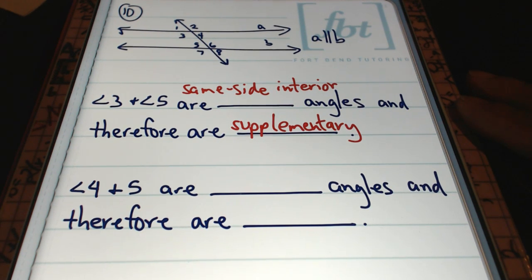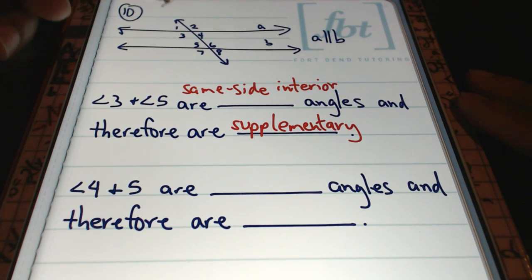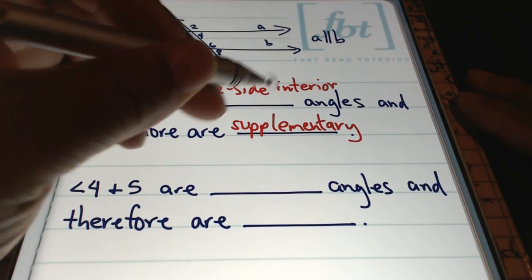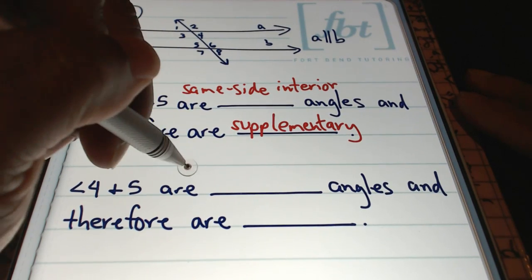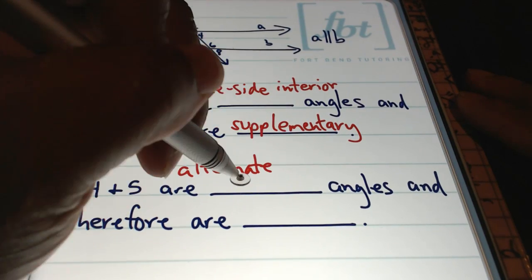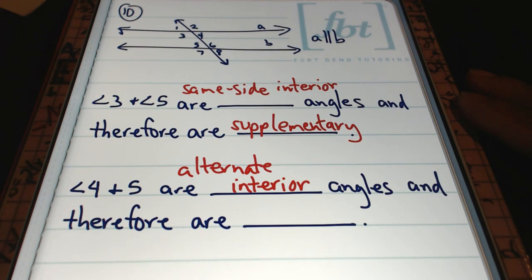From here, we're moving on to angles 4 and 5. Angles 4 and 5, guys, are also interior angles because they're within the parallel lines. They're between them, and they're on opposite sides of the transversal line. Well, these are called alternate interior angles. So with angles 4 and 5, we have alternate interior angles in play. Alternate interior angles is what we're dealing with.